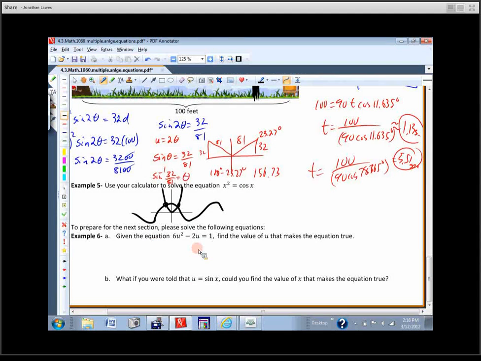Let's see, for the next section, I'd like you to solve this. I already had you practice a little bit of this last time. I'd like you to solve this one, and then figure out what would happen if I told you u is equal to sine of x. Okay? Please solve that before you come next time.